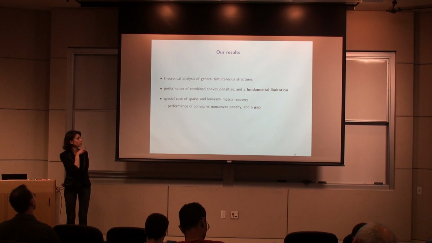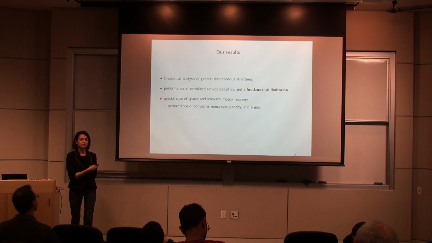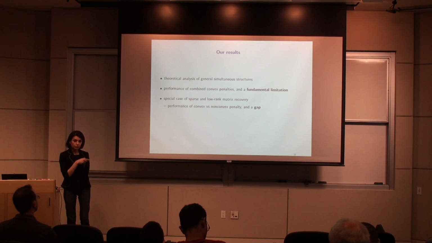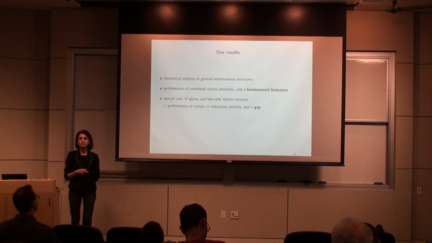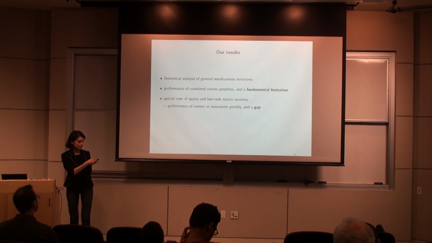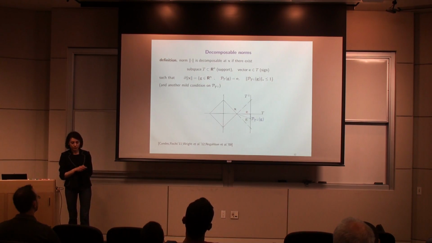Okay, so our results are going to be the following. First, we are giving a very general theoretical analysis of the performance of this optimization problem for a given set of norms. We are going to show that when you combine these convex penalties, there is a fundamental gap in the number of measurements compared to the best possible. And we illustrate it in the special case of low rank and sparse matrices. So that's the goal. And we need a couple of definitions.